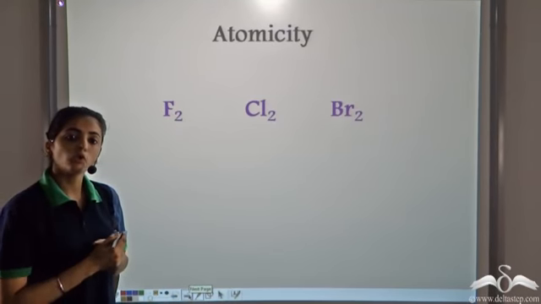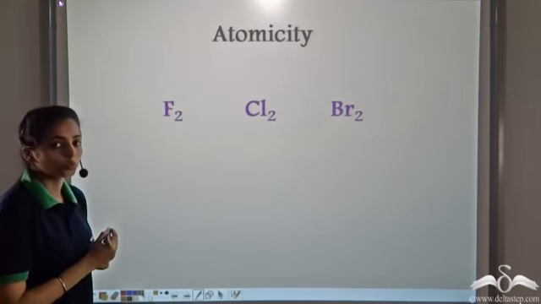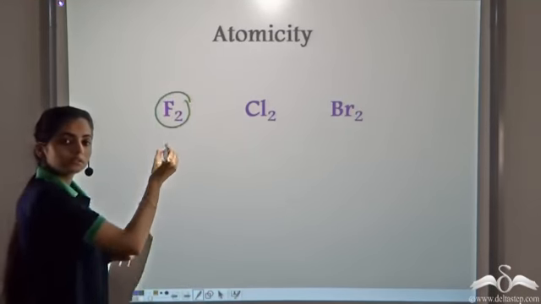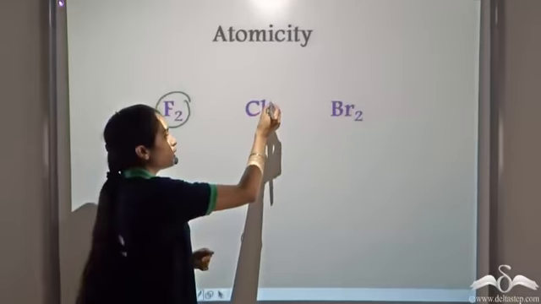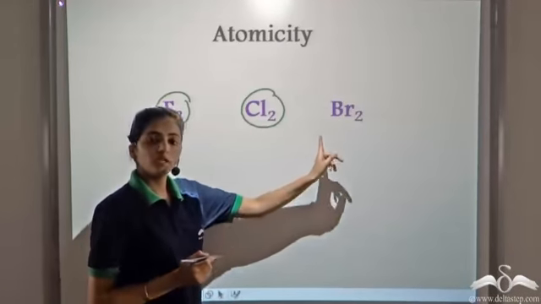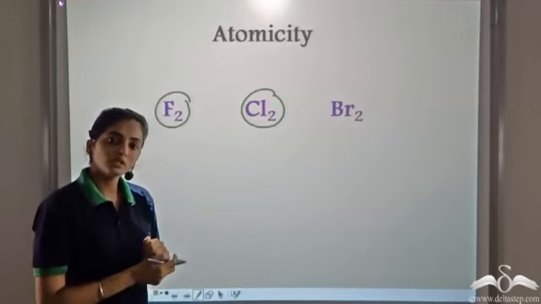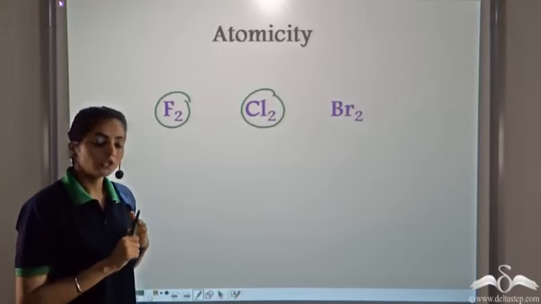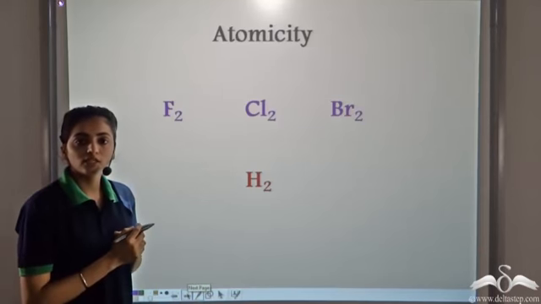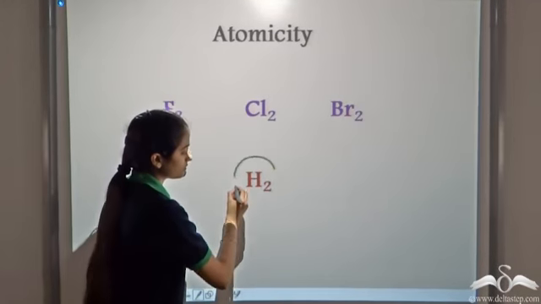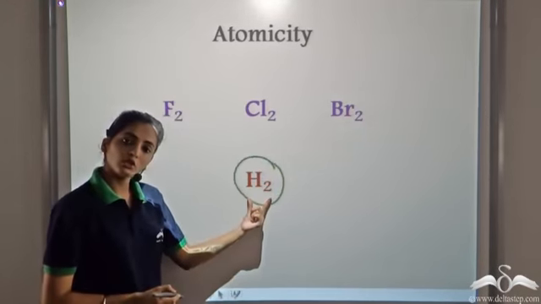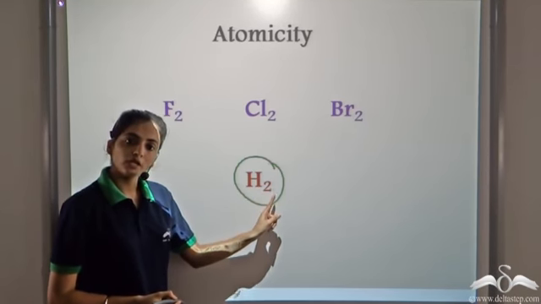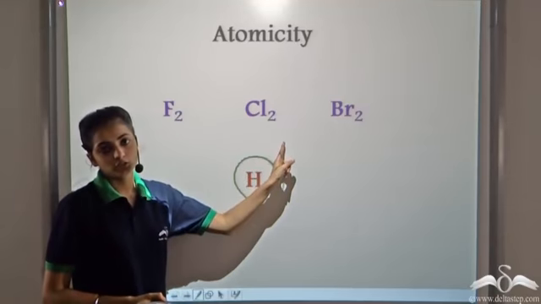The atomicity of all the halogens is 2. That is, in one molecule, there are 2 atoms of fluorine. In one molecule, there are 2 atoms of chlorine. And similarly for bromine, iodine, and so on. So the atomicity of halogens is 2. We know that hydrogen also exists in the form of H2. So in one molecule of hydrogen, there are 2 atoms of hydrogen. So the atomicity of hydrogen is 2, like all the halogens.